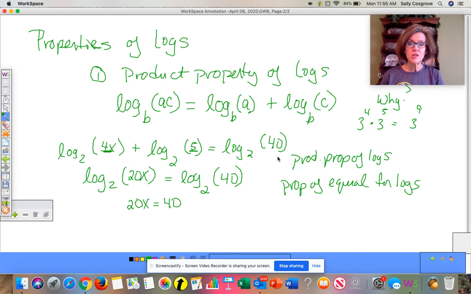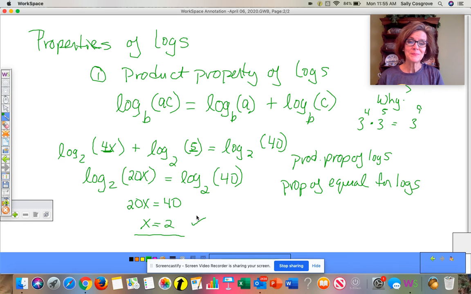Oh my goodness. So I went from insane new stuff to a one-step equation. Isn't that cool? So logarithms, shabam. Now we're linear. 20x equals 40. We can even do that one in our head. So we'll divide both sides and we get x equals 2.